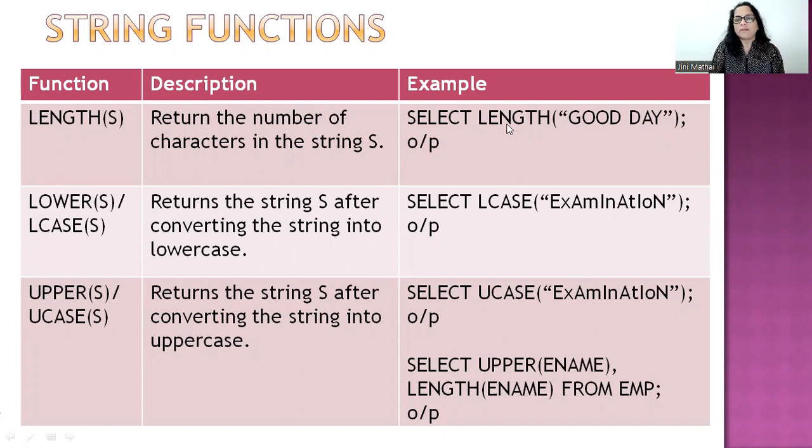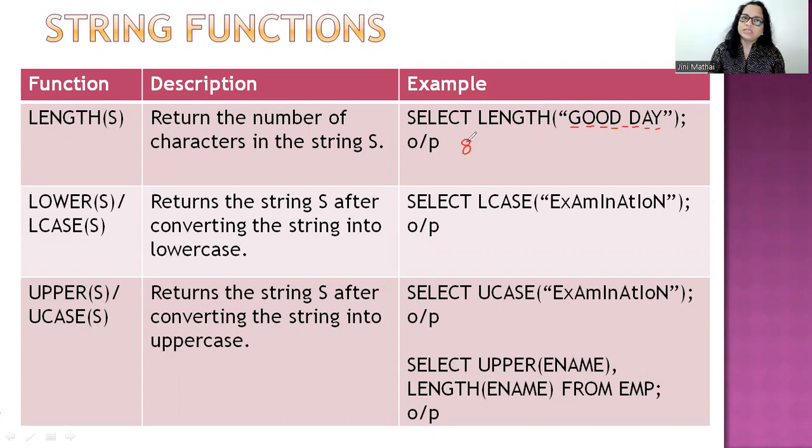So if you look at the example here, it says select length 'good day'. That means how many characters are there in good day. So let's just count. We have 1, 2, 3, 4. Then we have a 5, space included, 6, 7, and 8. So my output is going to be 8. So length is counting how many characters are present in the string.